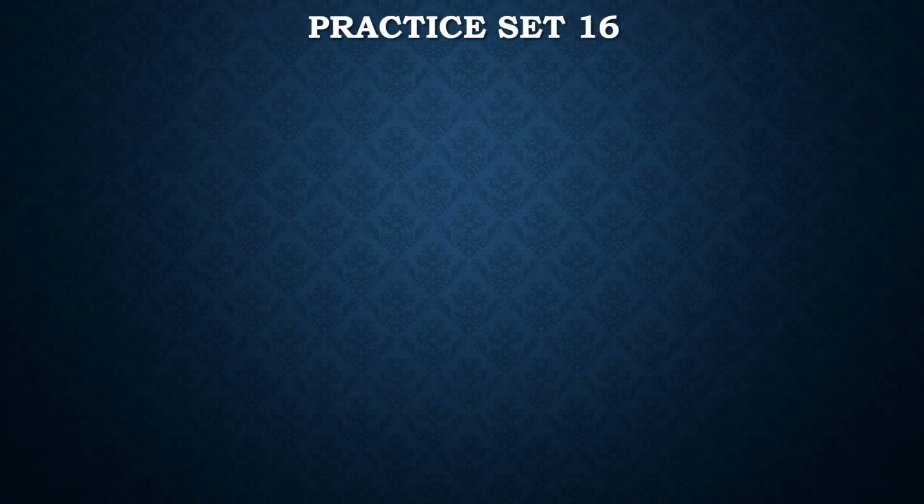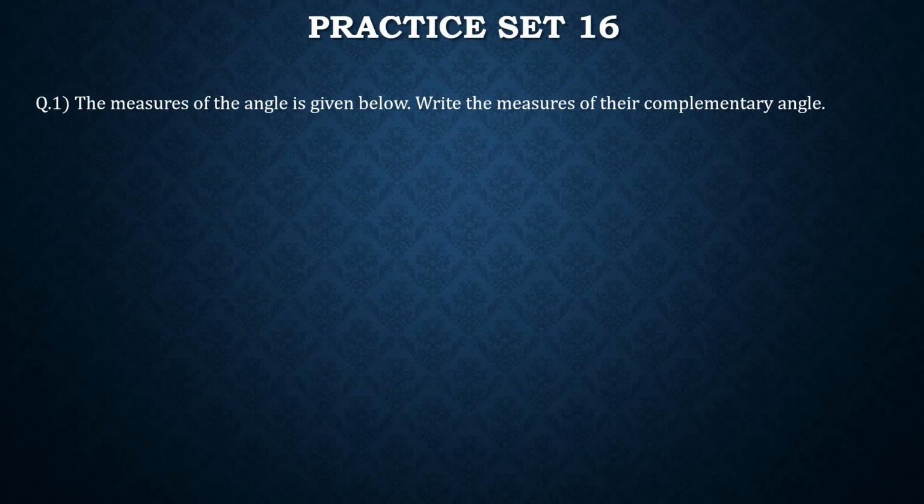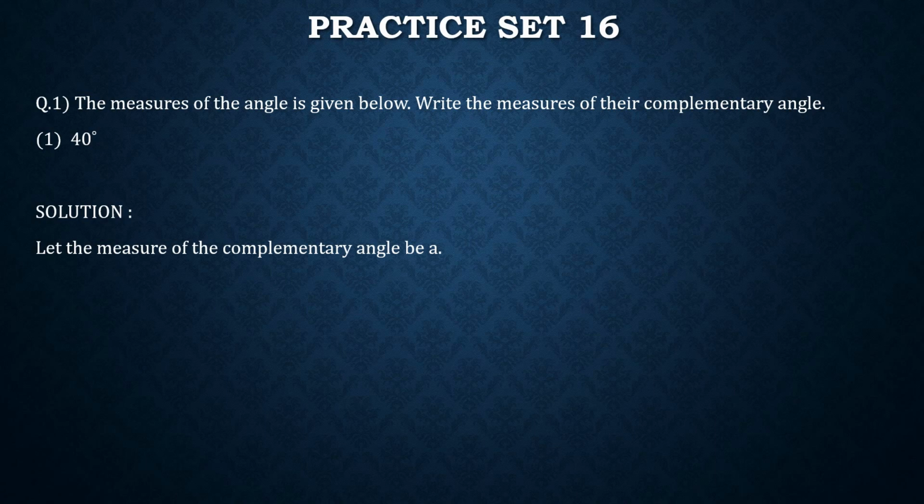Practice set 16. First sum. The measures of the angles are given below. Write the measures of their complementary angle. First one is 40 degrees. So we have to find out the complementary angle of 40 degrees. Solution. Let the measure of the complementary angle be A. So 40 plus A is 90 degrees.